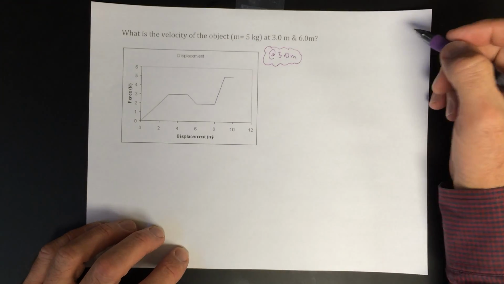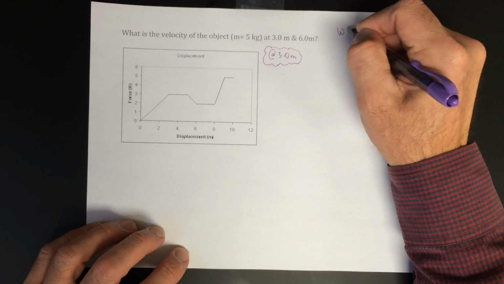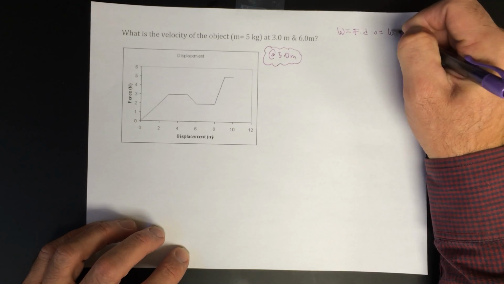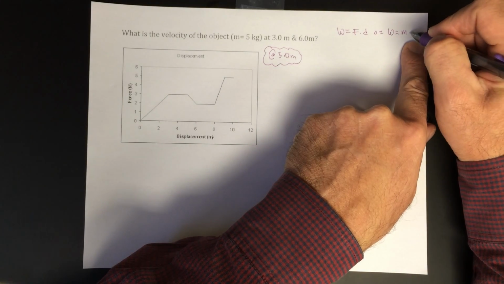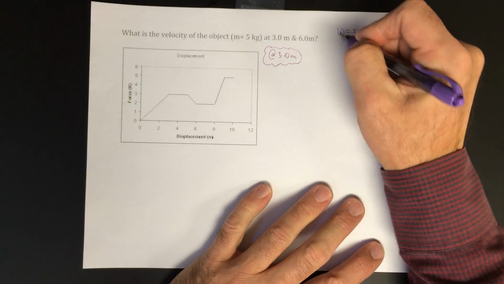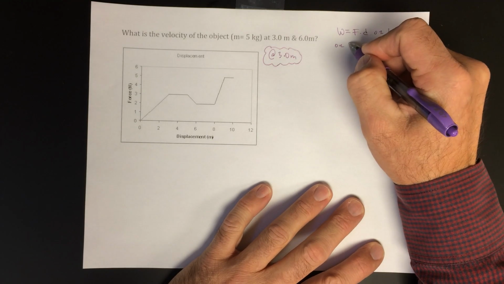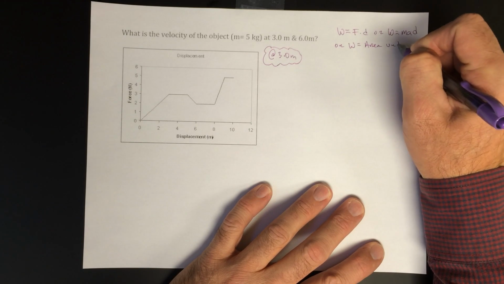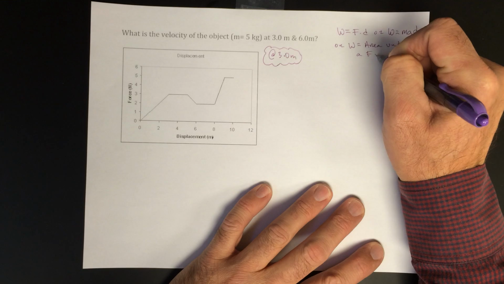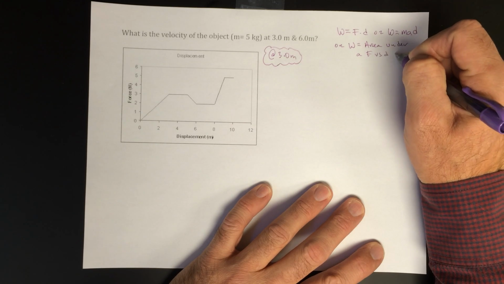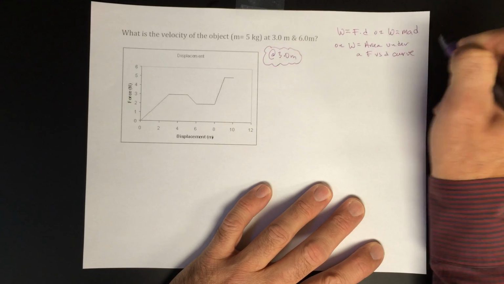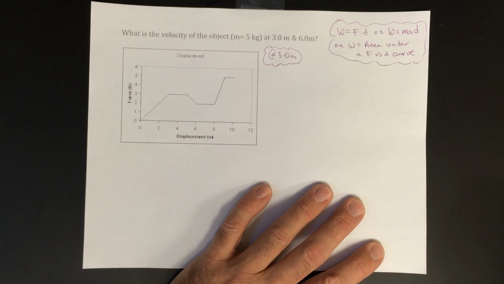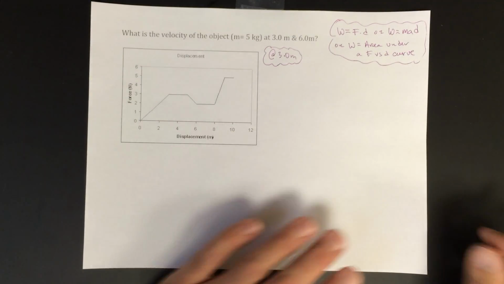Now, how do you calculate work? So we know that work is equal to force times distance, or work is equal to the mass of the object times its acceleration through a distance, or we know that work equals area under a F versus D curve. So that's some information that we will rely upon.